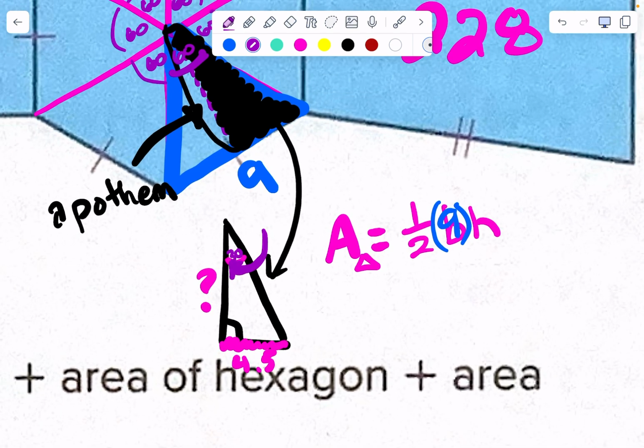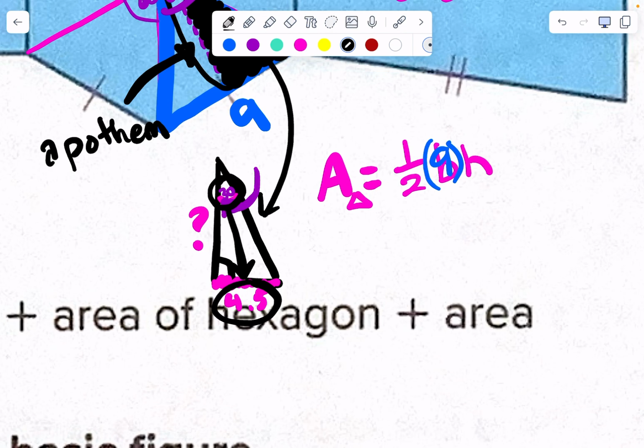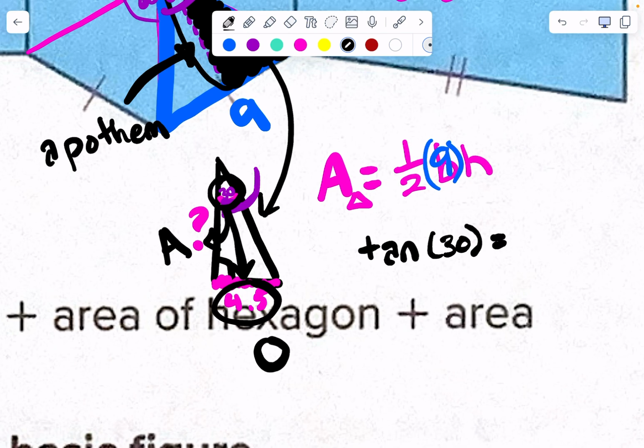Now we could do the fancy 30, 60, 90, 1, 2 squared thing, but let's just do this instead. I know that this is 30 degrees. What is 4.5, the base, in relationship to 30? Opposite. We are trying to find the question mark, which is the adjacent side. So we're going to use TOA, tangent. Tangent of 30 is equal to 4.5 over x.